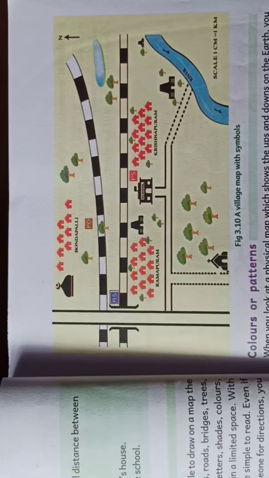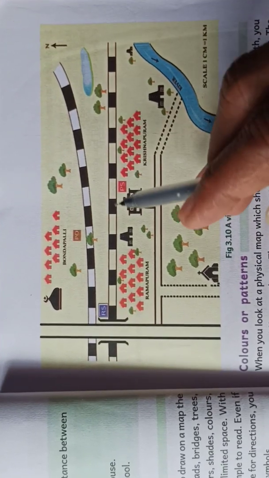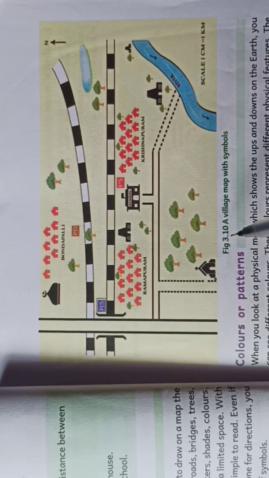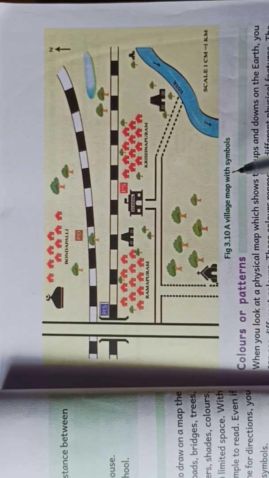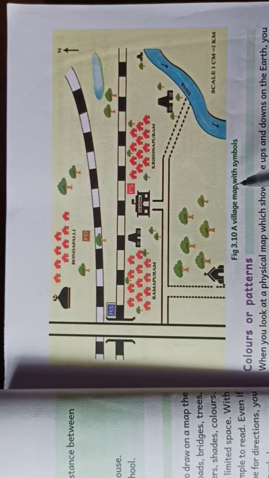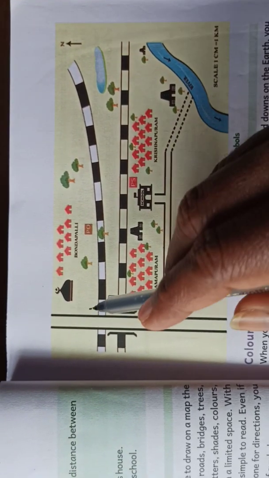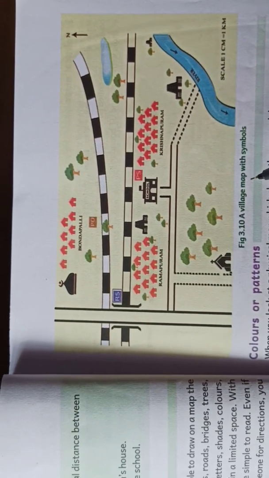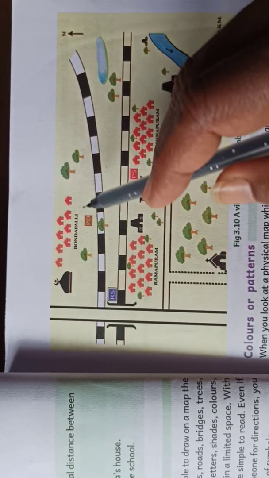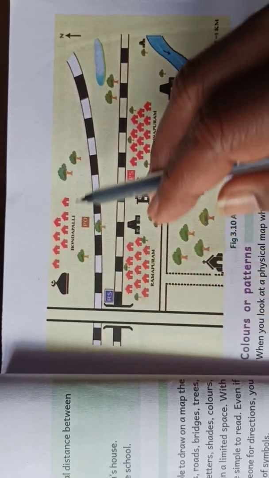Okay children, you understand? You must observe this picture, figure 3.10, a village map with symbols. You must observe this picture carefully. There are so many symbols here in this picture.